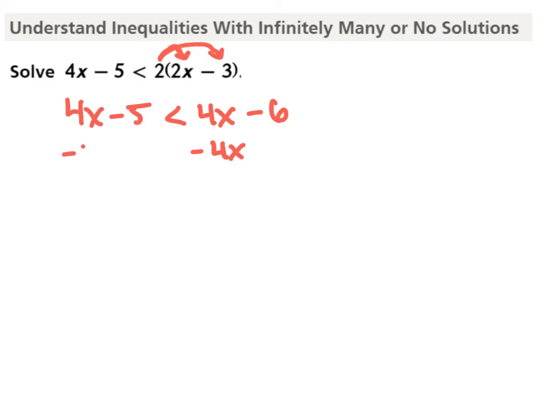Now for this example, we're going to look at another one that is an inequality with infinitely many or no solutions. First, let's solve by distributing the 2 on the right. So I have 4x minus 5 is less than 2 times 2x is 4x, and 2 times negative 3 is minus 6. Now if I want to bring all the x's to the left, I would subtract 4x from both sides. So the 4x's cancel. So I'm left with negative 5 is less than negative 6.